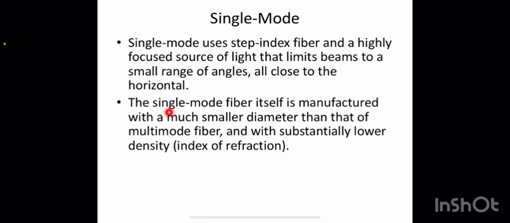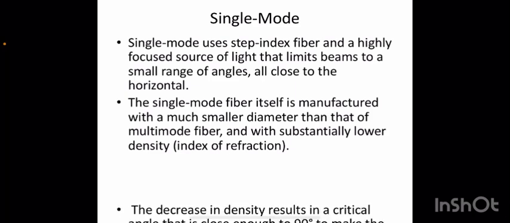The single mode fiber itself is manufactured with a much smaller diameter than that of multi-mode fiber. So the diameter of the core will be less in the case of the single mode fiber, so that the light moves along a horizontal line. And density also will be less compared to multi-mode fiber.